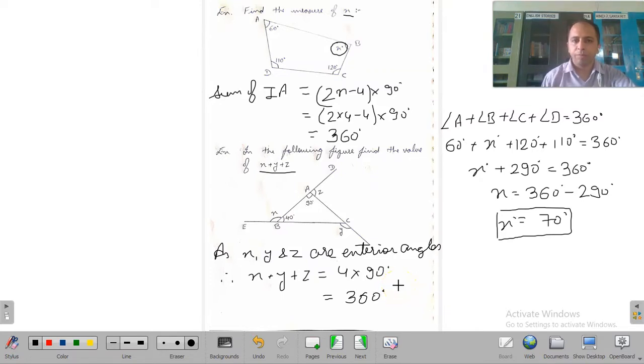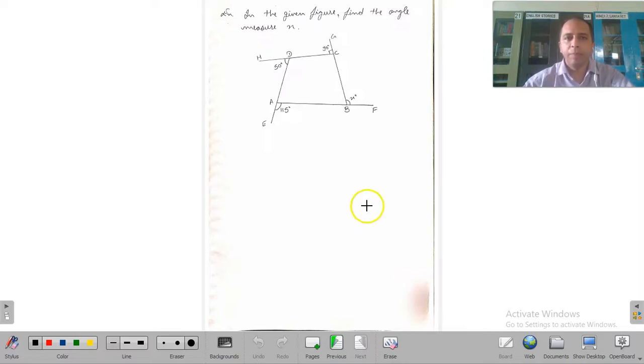Okay, one more example. In the given figure, find the angle measure x. What do we have to find out here? This angle. This angle we have to find out.